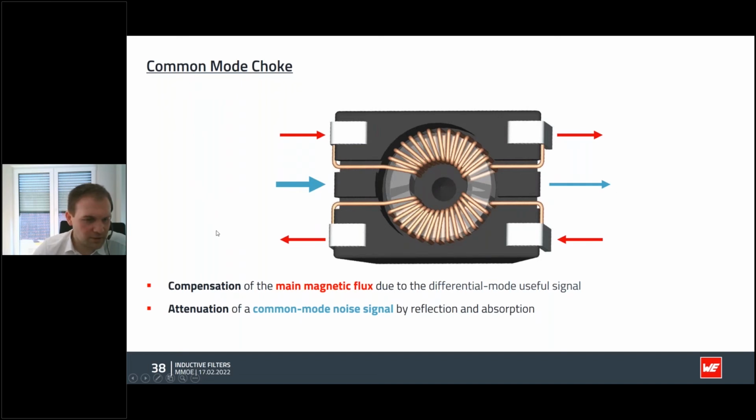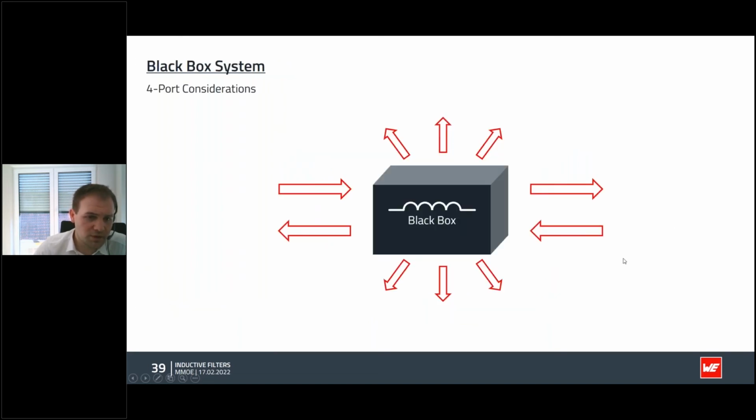Again, I have to remind you from some slides ago that the attenuation is not only happening by absorption, but also by reflection at the edges of the component. So this is not only happening for the common mode, which of course is reflected, but also a little bit of the differential mode is reflected. And also a little bit of the differential mode signal is converted to common mode, and a little bit of the common mode signal is converted to differential mode. So we have this mode conversion inside the common mode choke, which in a lot of cases is not really that important.